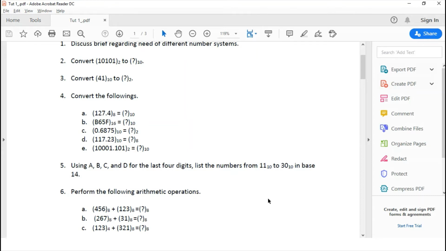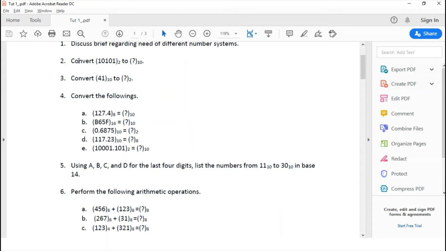Which is quite difficult to mimic in our digital system. That means we need 10 different voltage levels, or we can say thresholds, to distinguish the number 0 from 1, 1 from 2, and so on. However, if we use the binary number system, base 2, we need to mimic only two different voltage levels, and using those two levels we can distinguish 0 and 1, which are the possibilities in the binary system. So that is the need for different number systems in our case.